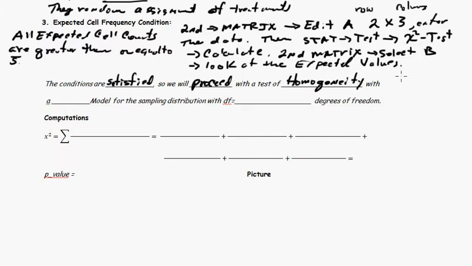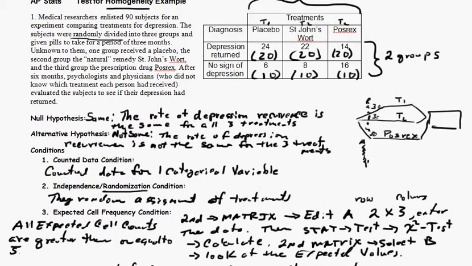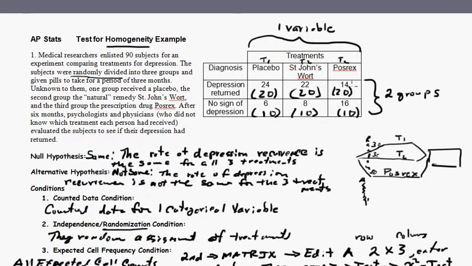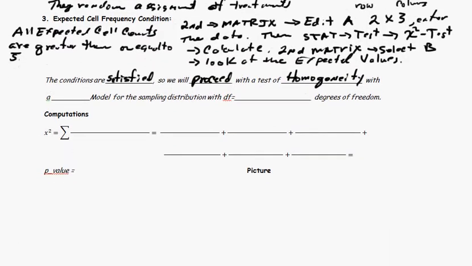homogeneity. Again, the reason we're doing homogeneity instead of independence is we only have one variable and 2 groups. If it was 2 variables in one group, then it would be independence. So test of homogeneity, and we're going to use a chi-squared model with the degrees of freedom row minus 1 times column minus 1. There are 2 rows and 3 columns, so that's going to be 2 degrees of freedom.